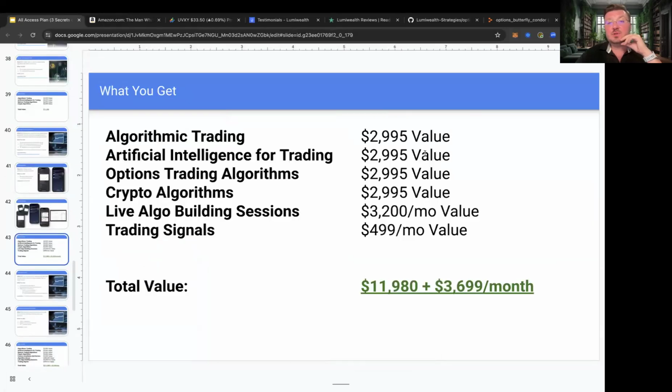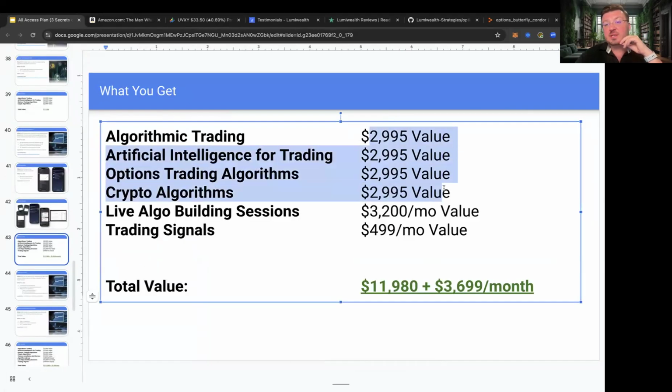So all in all, so far, we have all of these courses, $3,000 a pop. It's about $12,000 just in courses, right? Then you get the live algo building sessions, which is like $3,200 a month. Then you get the trading signals, which if you went somewhere else, you'd probably pay $500 a month, if not more, for that. So far in value for this all access plan, it's something like $12,000 you'd pay outside of it, and you'd be paying probably $3,700 a month just to get this sort of thing going, right? But you're still going to get more than that, right?